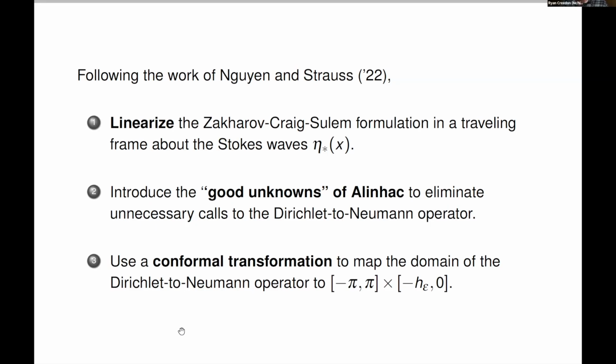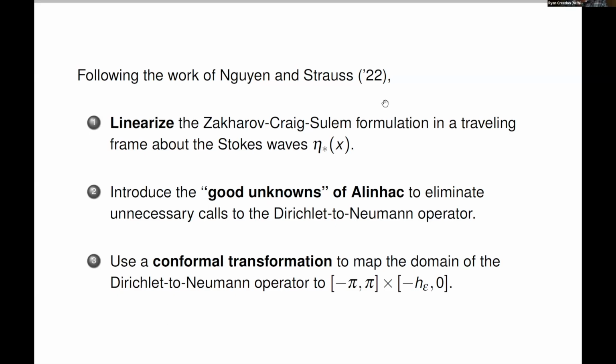And then the last thing that you have to do is a conformal transformation to basically flatten the domain of the Stokes waves. In this case, we're going to be flattening our domain to be 2 pi periodic in the x direction. And because this is a finite depth problem, we're not going to have a semi-infinite strip like you'd have in infinite depth. Here, we're going to have some sort of rectangular domain that's bounded in the z direction when we do that conformal transformation.